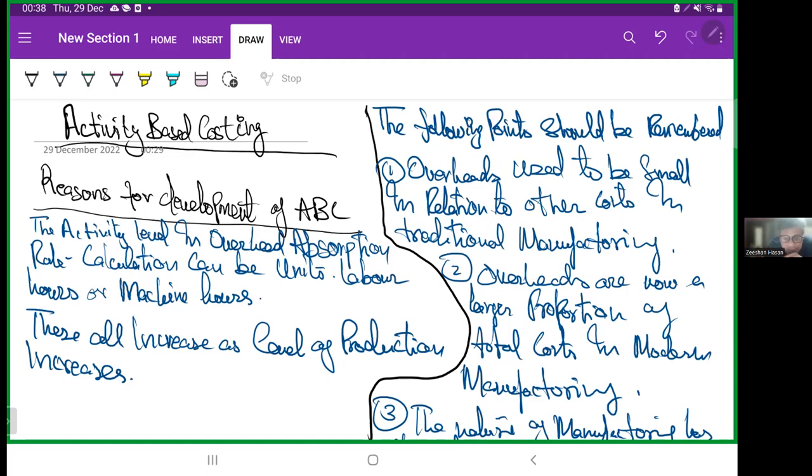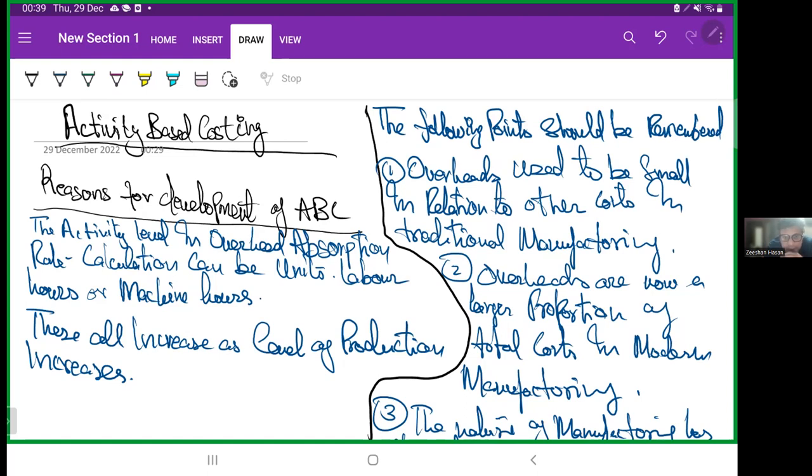Number two, overheads are now a larger proportion of total cost in modern manufacturing. Manufacturing has become more machine intensive, and as a result, the proportion of production overheads compared to the direct cost has increased. Therefore, it is important that an accurate estimate is made of the production overhead per unit.